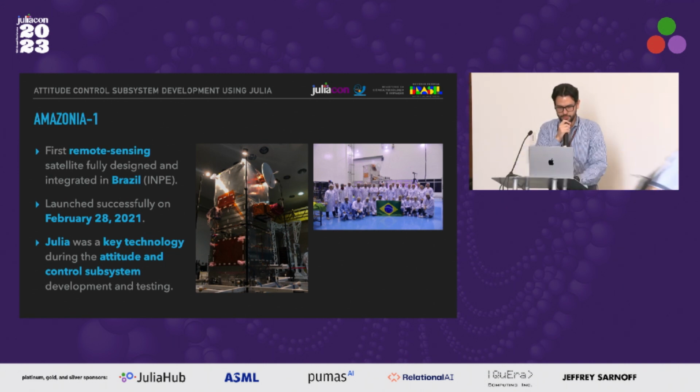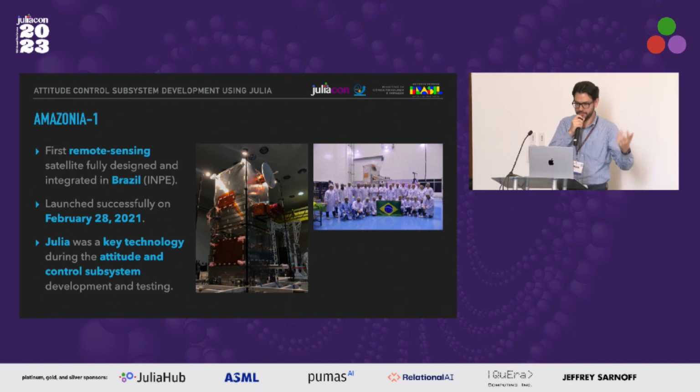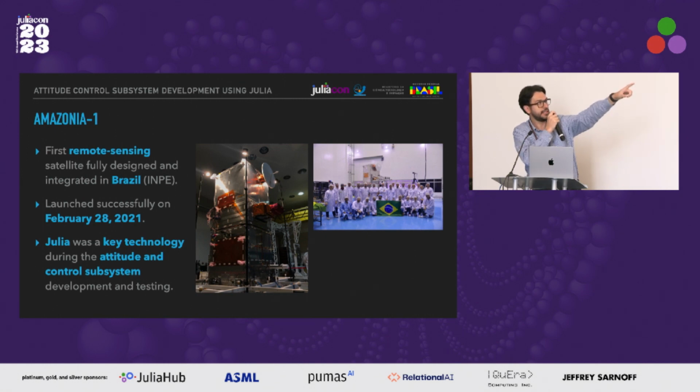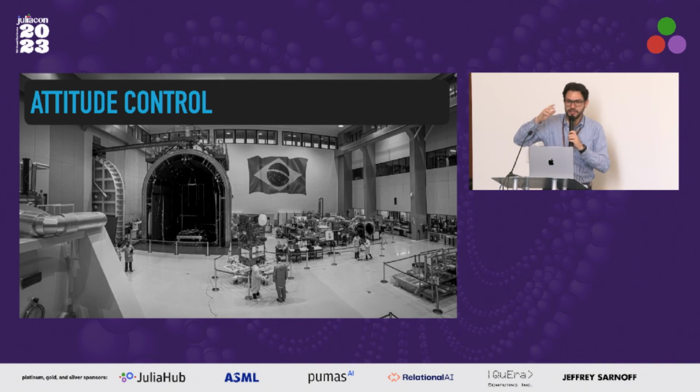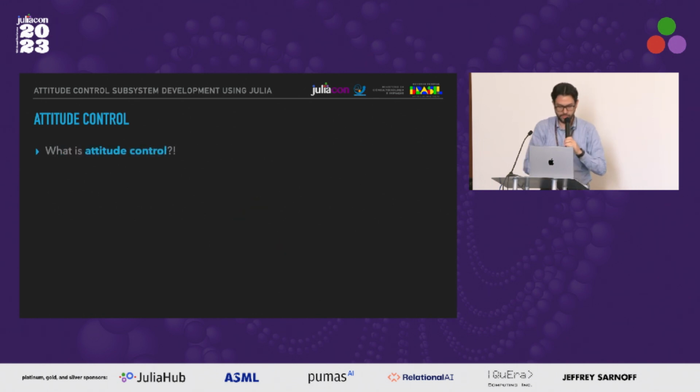Here is a picture during the, oh, my mouse, where is it? No, that is a picture of the satellite during some tests, and my last picture with it in India before the launch. But before starting, let's talk about what attitude control is. Attitude is not altitude, I did not misspell this word. It's just the orientation of an object in space. So if I take my cell phone and move it like this, I'm changing its attitude. This is attitude. So what is attitude control?